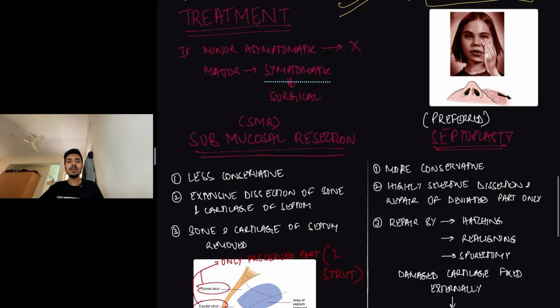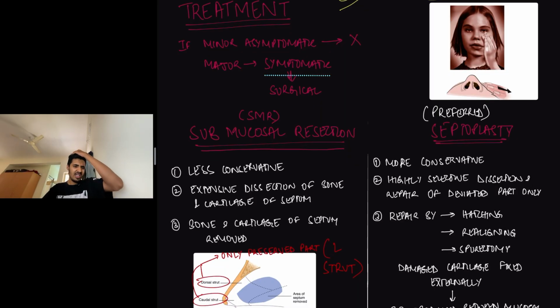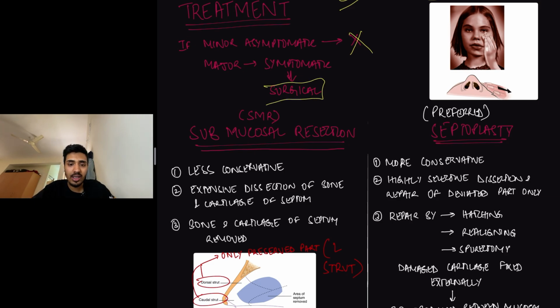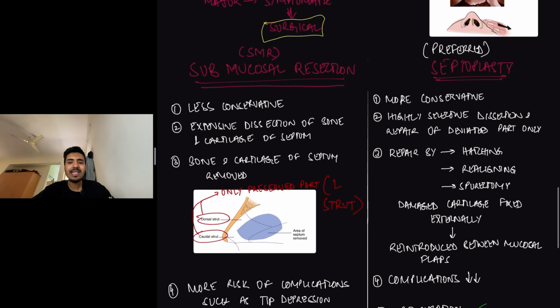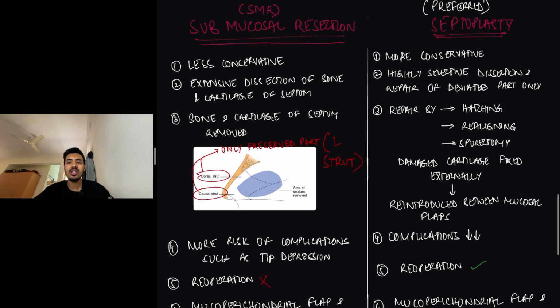Last, coming to treatment of DNS. Treatment of DNS, simple. If it is asymptomatic, a very, very minor deviation, then don't treat it, just let it be. If it is a major case of deviated nasal septum, then you have to do surgical intervention. There are two main surgeries, submucosal resection and septoplasty. Septoplasty is preferred over SMR. I'll tell you why.